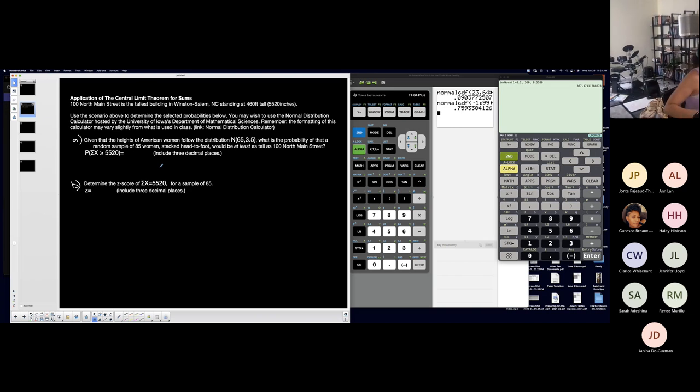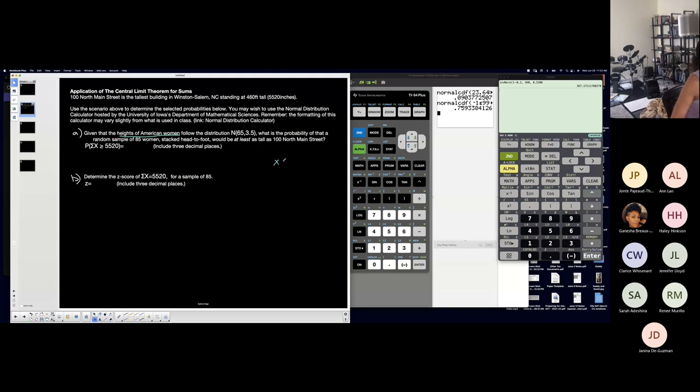Given that the heights of American women follow the distribution of that. This is a way of telling us what the mean and the standard deviation is for a population. This is the population of heights of American women for my problem. They are normally distributed. It's like saying that X, the value that represents a variable from this population, is normally distributed with a mean of 65 and a standard deviation of 3.5. So my mu is 65 and my sigma is 3.5 for the population. That's another way of giving you what we saw in other scenarios where they directly state the mean and the standard deviation.